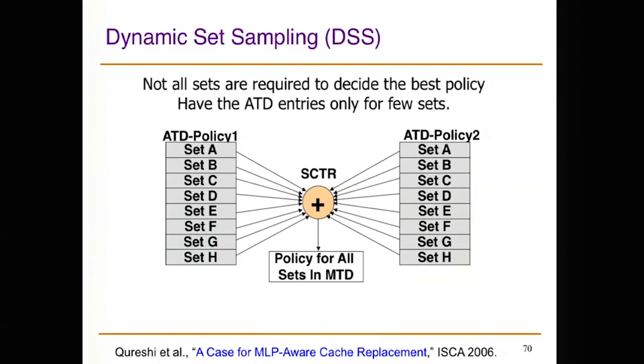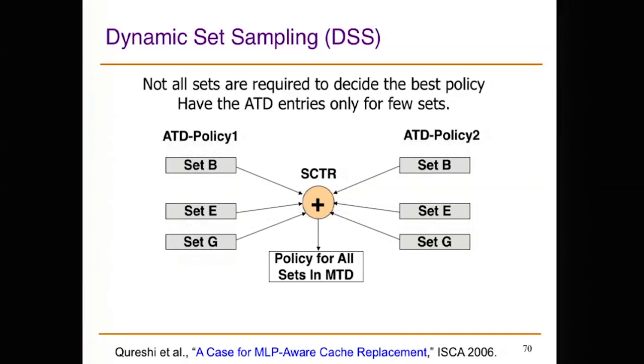So what do you do? One option is that not all sets are required to decide the best policy, assuming you're selecting a global policy. So have auxiliary tag directory entries only for a few sets. Sample, basically. Sampling is always good for getting rid of a lot of information and a lot of hardware overhead. You pick some number of sets, and the paper talks about how to pick some of them. Let's say you pick 3 out of 10,000. That's much less hardware cost. You just need to keep track of these 3 sets, right?